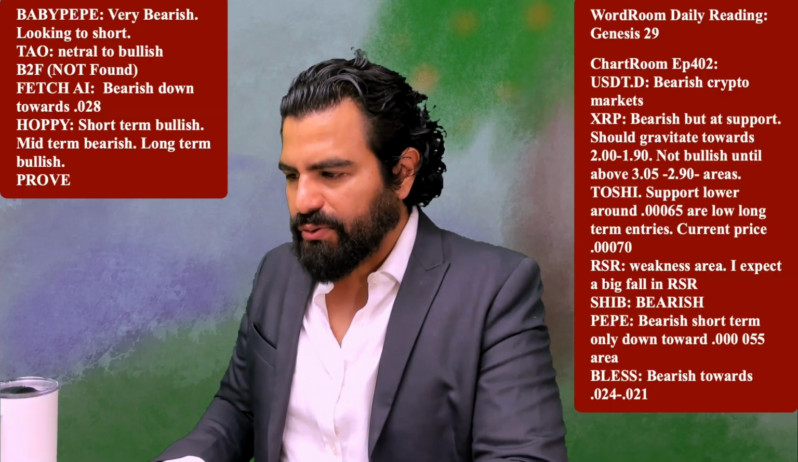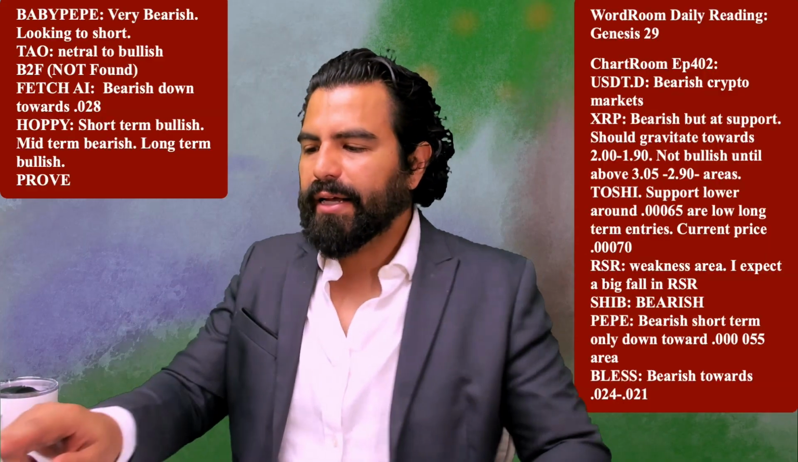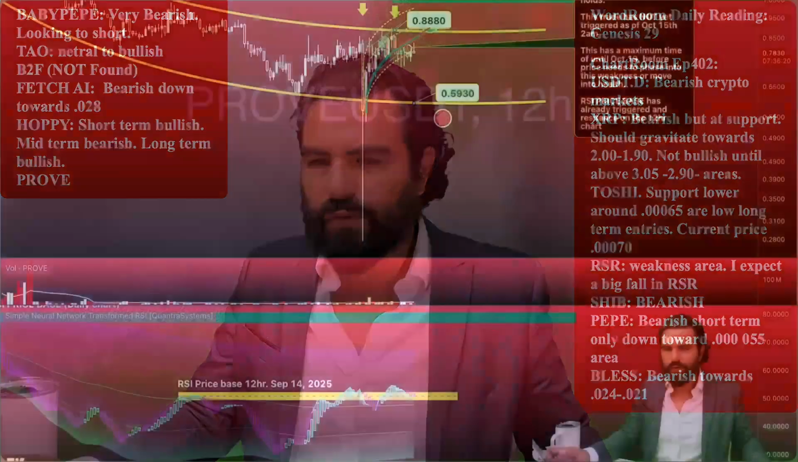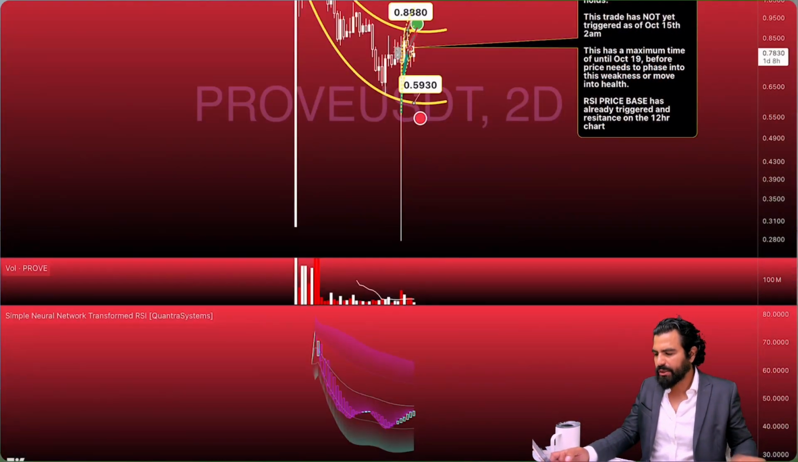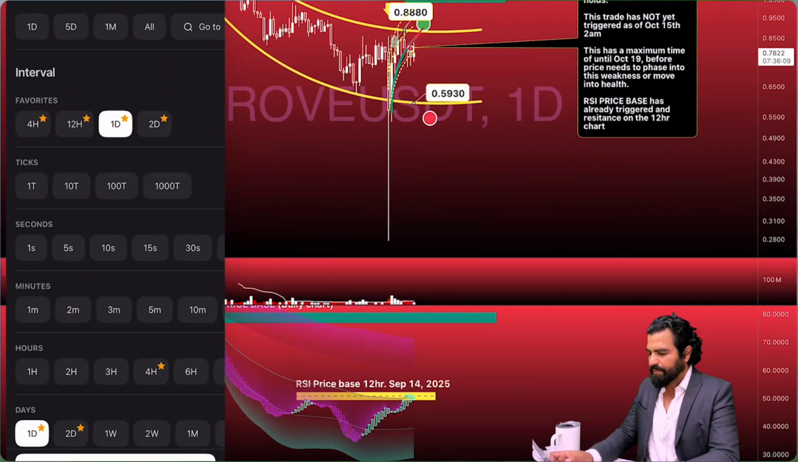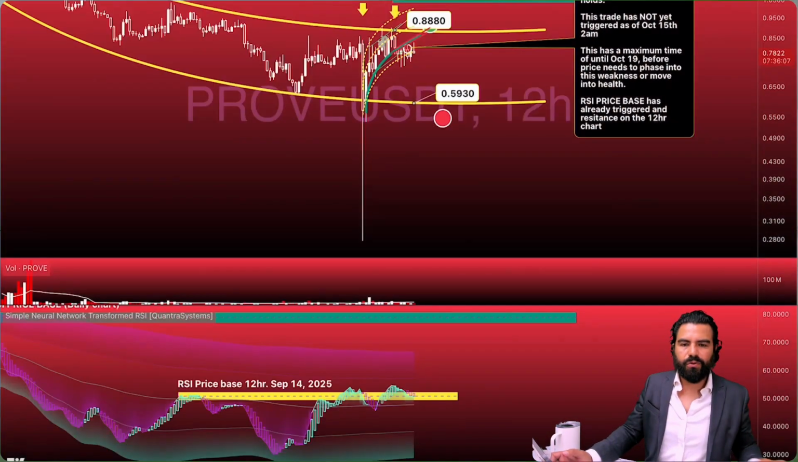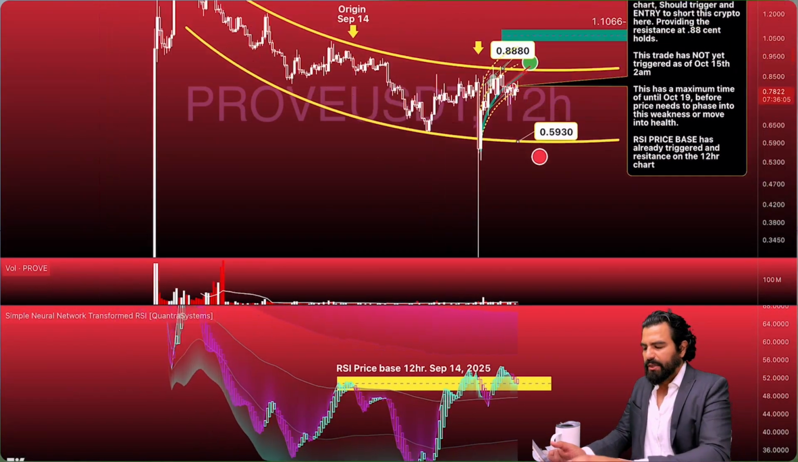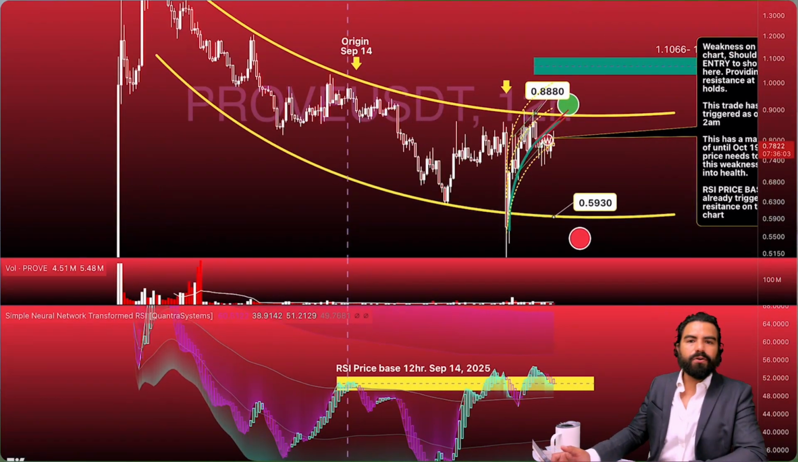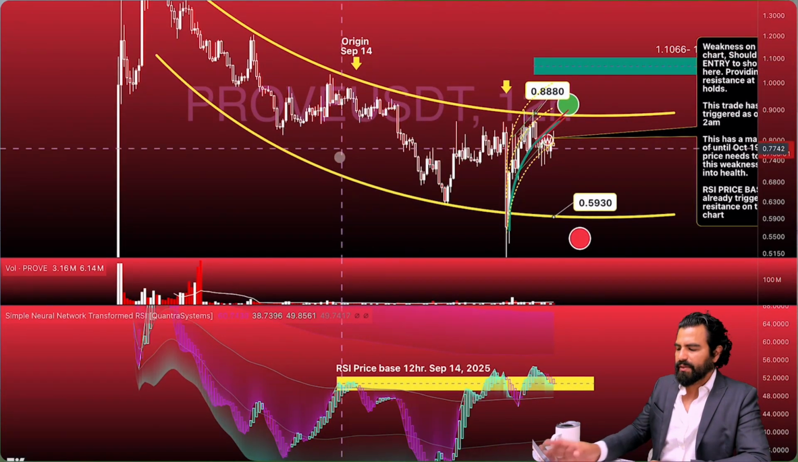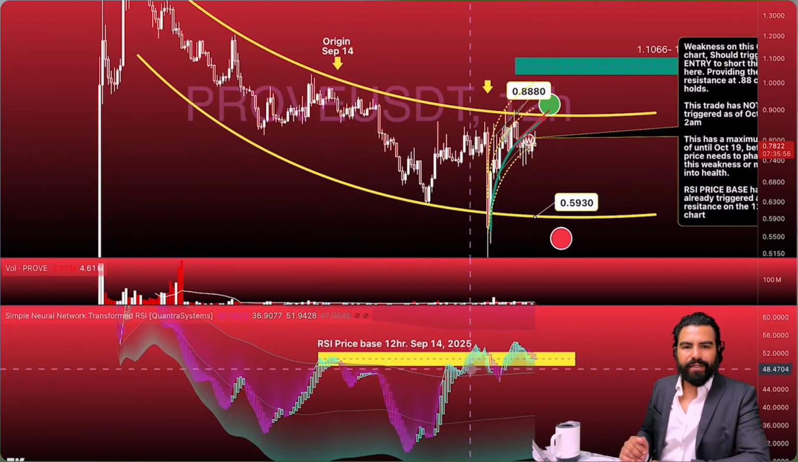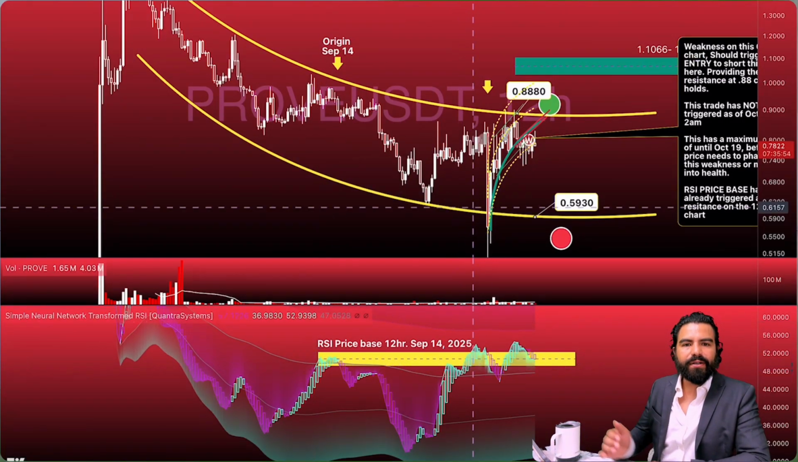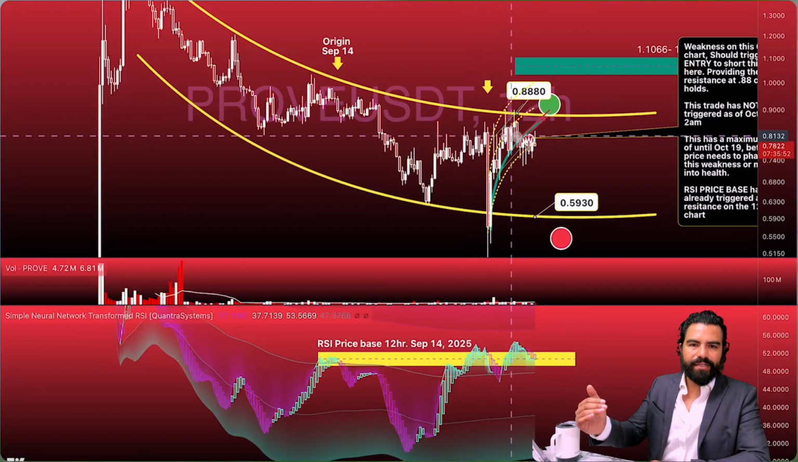Okay, it's a crypto called Prove, and the structure for this crypto is, for me, bearish. Here's a look at the previous 12-hour RSI price base. We identified the previous top as our origin point in September 14th, 2025. And when we hit that top, we triggered again the top around these days. And this is when price started forming a top.